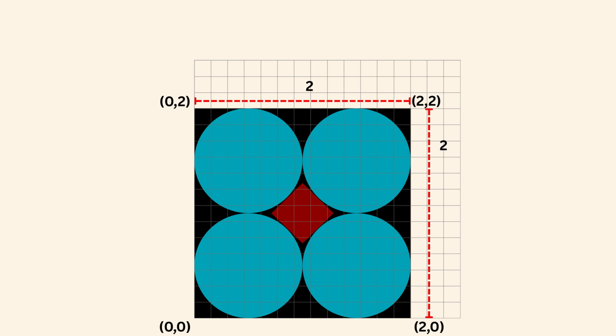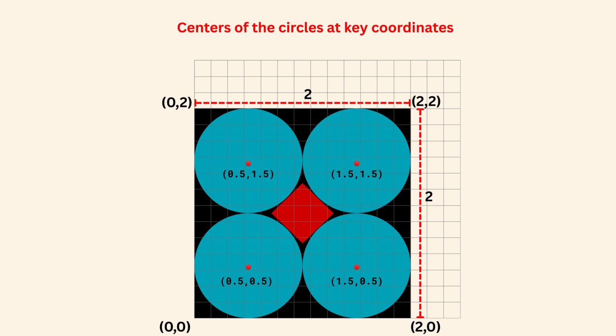Let's place this figure on a coordinate grid. The bottom left is 0, 0. The top right is 2, 2, and the square fills the entire grid. Each circle has a radius of 0.5 units and fits perfectly in its quadrant. Their centers land at (0.5, 0.5), (1.5, 0.5), (0.5, 1.5), and (1.5, 1.5).